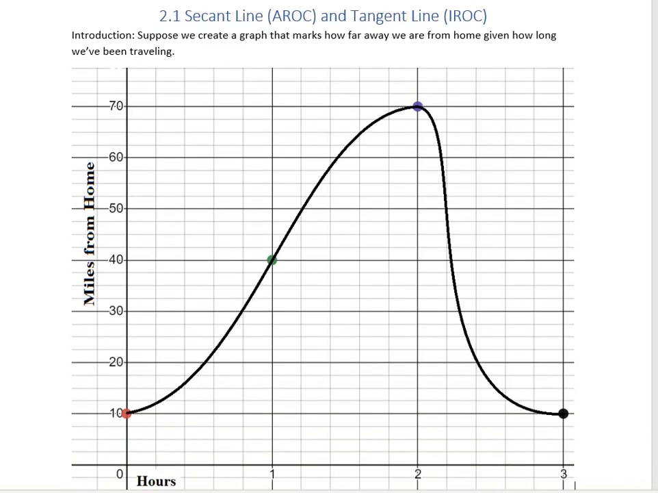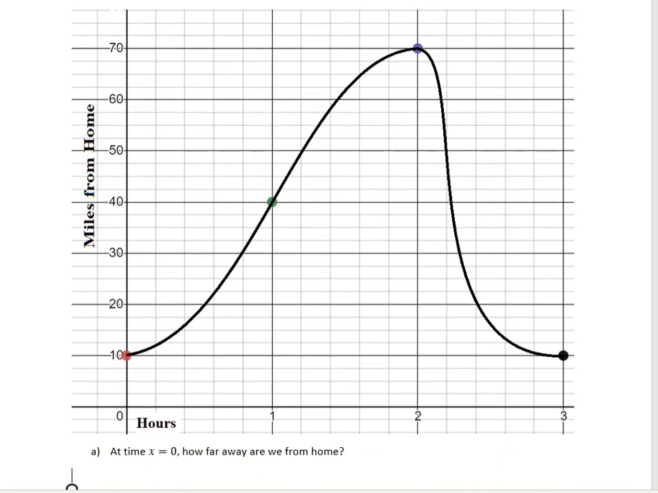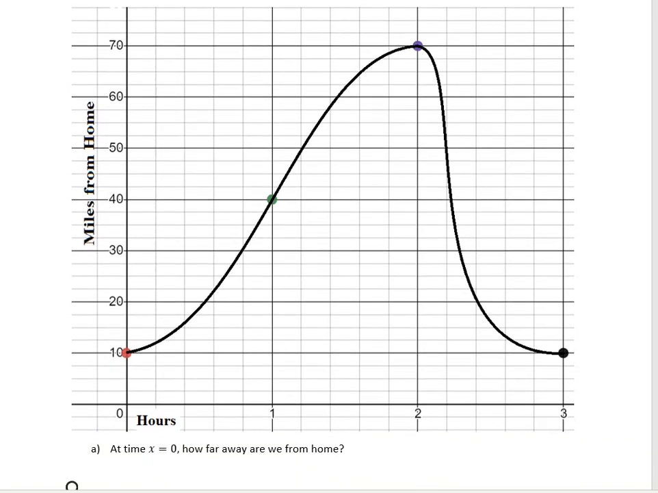Suppose that we create a graph, and it's marking how far away we are from home at a given time. Okay, and that time is how long we've been traveling. So here's the deal, we leave our house and initially we are here. So when time equals 0, how far away are we from home? Well, we're going to be 10 miles away from home.